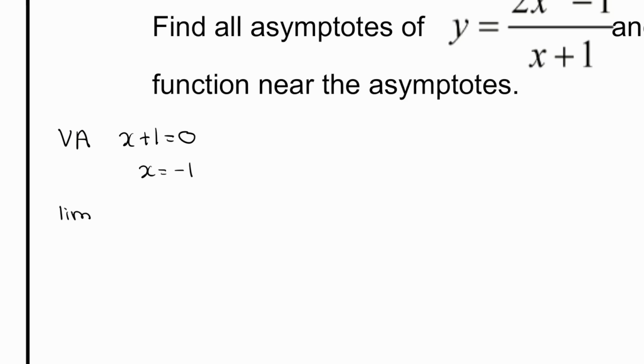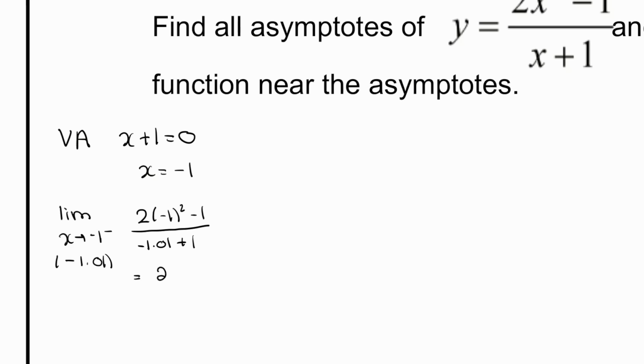So our limit as x approaches -1, let's do the left-hand side first, and let's use a value that's close to that from the left-hand side. Let's use -1.01. So let's plug that in. We have 2 times -1 squared minus 1 all over -1.01 plus 1.